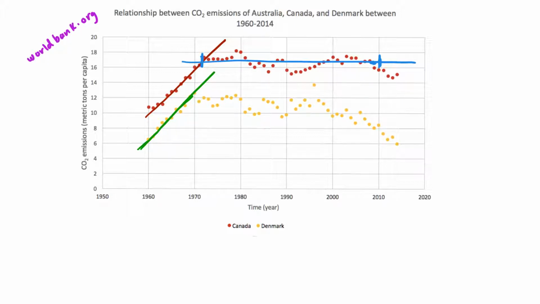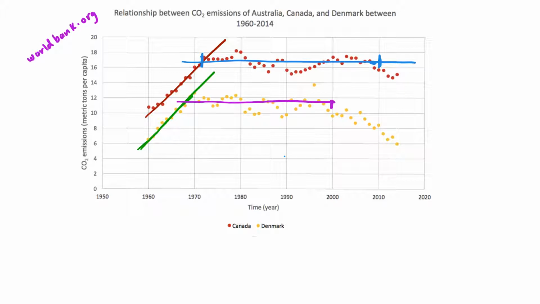And you can see that the same trend is happening in Denmark. So if I draw a different line, approximately between the 1970s and approximately 2000, if I were to draw a line of best fit, it would look pretty flat.